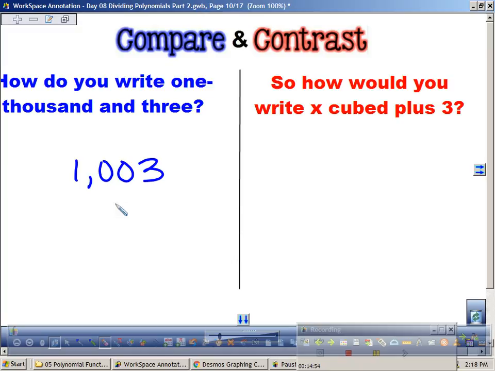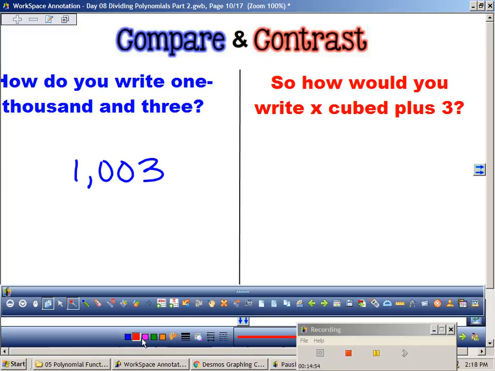Okay. All right, Rain, can you tell me how to write this? How do I write x cubed plus 3? Let me change my color. There's an x, it's cubed. Okay. Plus 3.